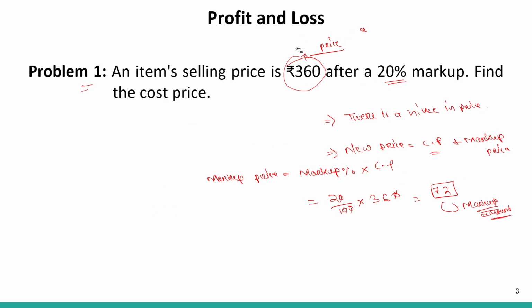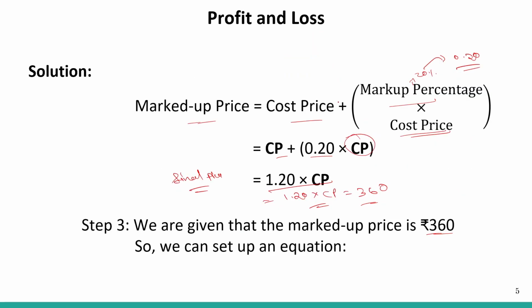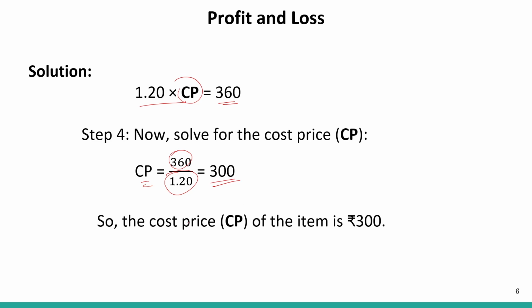Okay. So this is not the cost price. This is the selling price. So why is this the selling price? Because it is told that after a 20% markup, right? So here "after" is also an important term. If it had been told that it is before a 20% markup, then this could have been taken as the cost price. Okay. So the cost price of the item is basically 300 because after a 20% markup, it was sold for 360 rupees. So we learned how to solve this kind of problem.